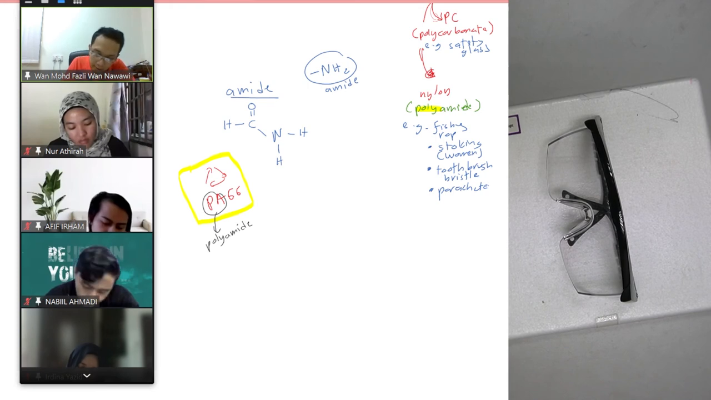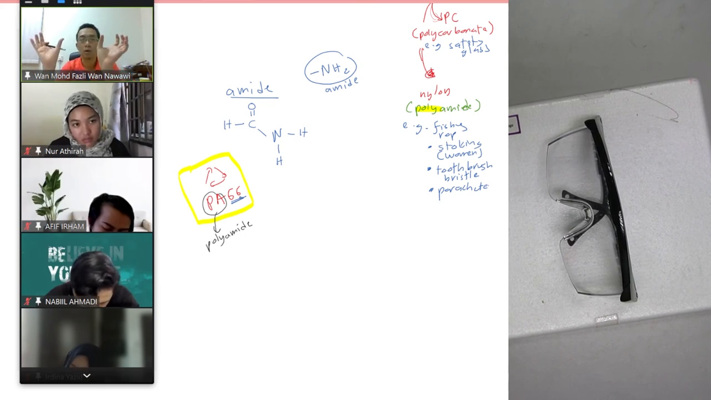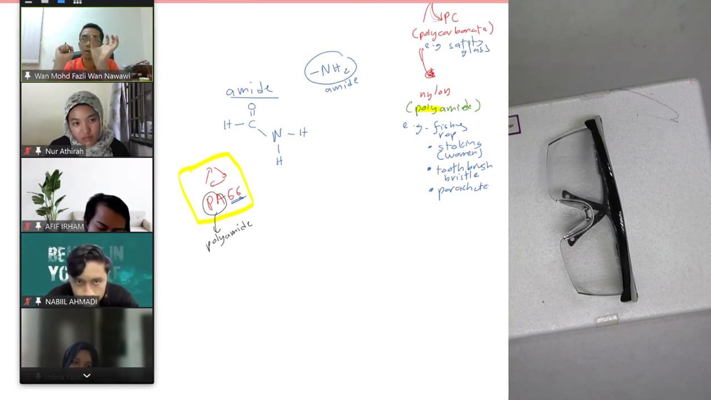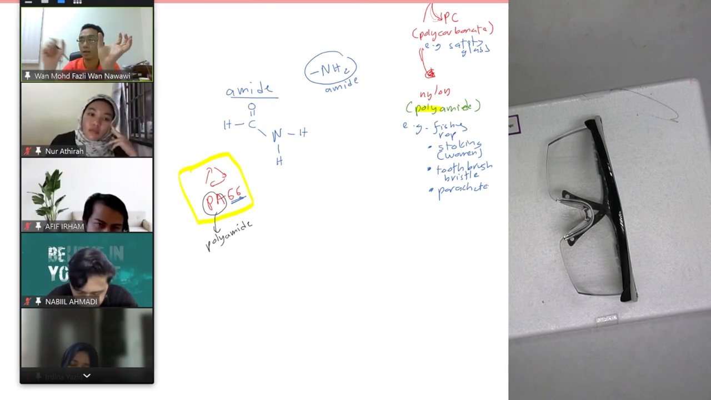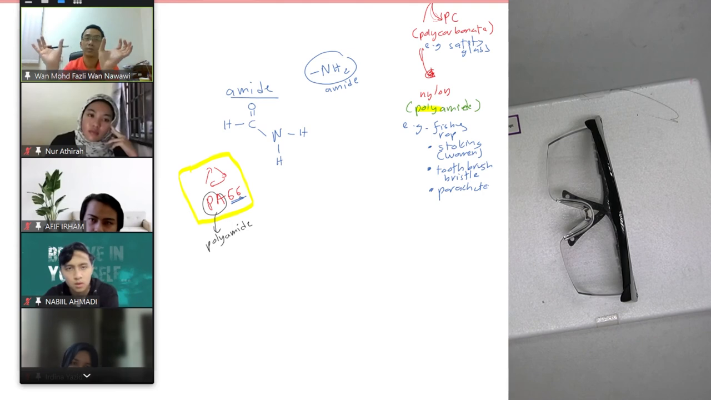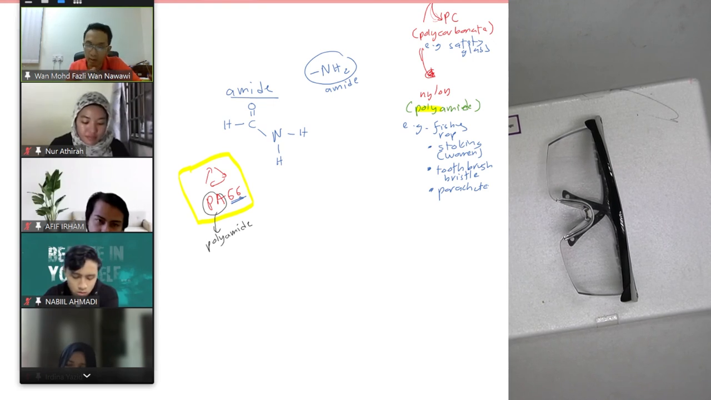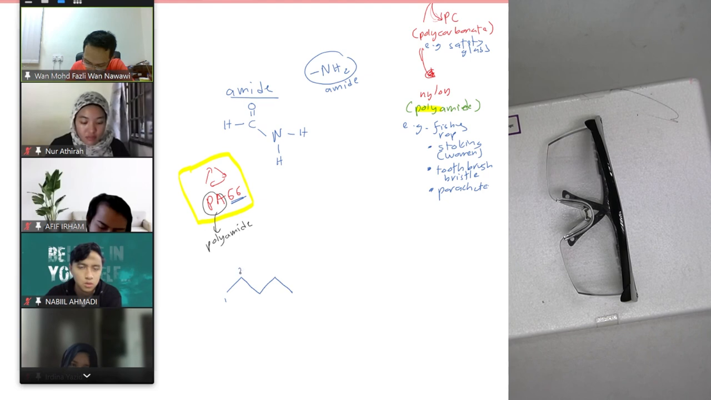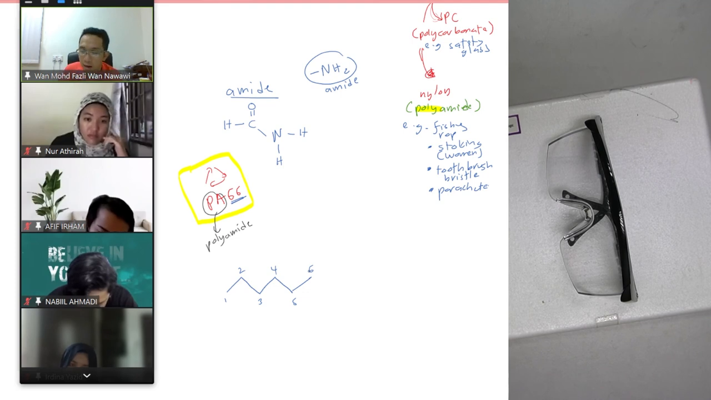So what does it mean by this 66? 66 here means the common nylon. 66 means that you have two structures. You have 6 carbons and then you have another 6 carbons, you combine them together. So that's what 6 6 means. 6 here, 6 here, combined together. So if you look at the 6 carbons, if you have something like this, 1 2 3 4 5 and 6, you have 6 carbons there. And then there are another 6 carbons, another one from here.